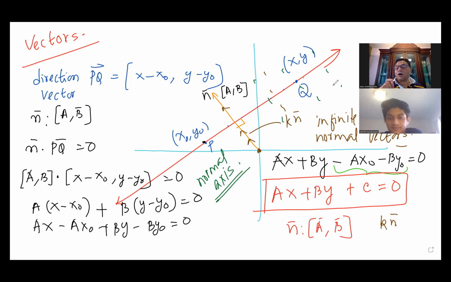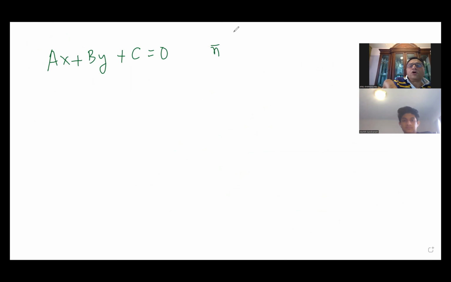Yes, sir. Whatever you may do, this equation of line is always fixed, right? So is this concept clear to you? Yes, sir. Clear. So what we learned here is that ax plus by plus c equals 0 is the Cartesian equation where n, the normal vector, is AB. Is that clear to you? Yes, sir.